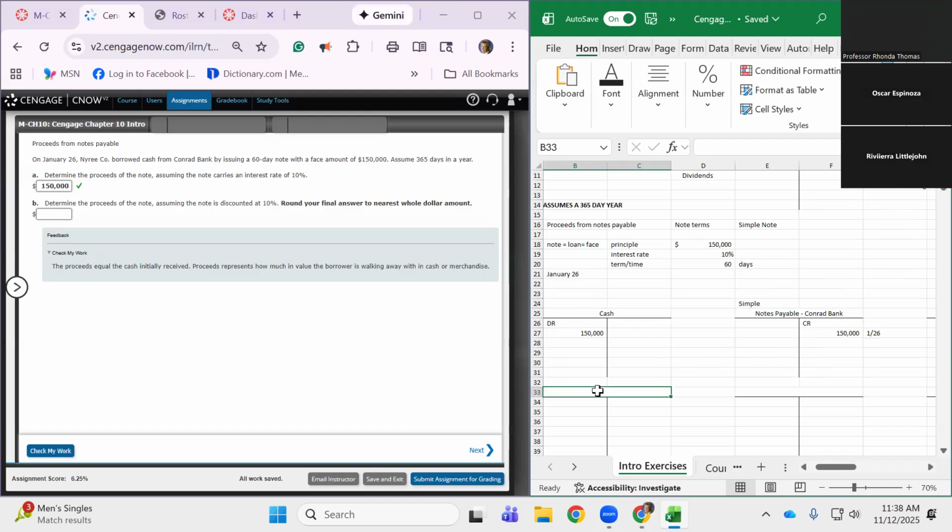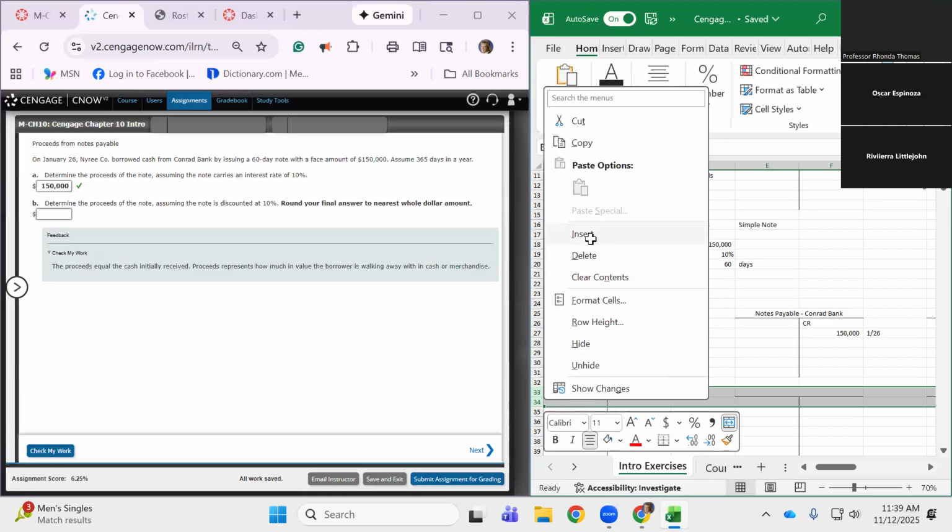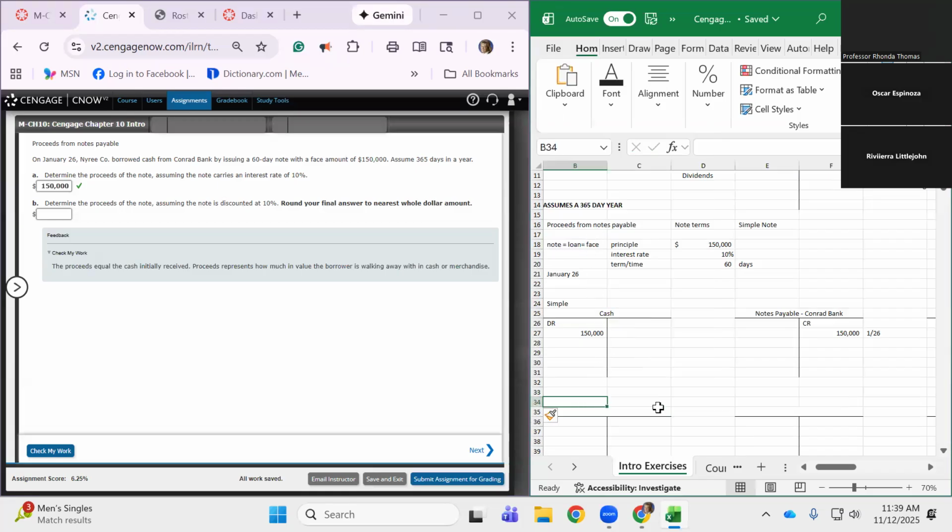And we're going to do this again. All right, so hang on just a second. I'm going to put simple, put discounted. So let me move this down a little bit. Okay, and then there's a note called a discounted note.